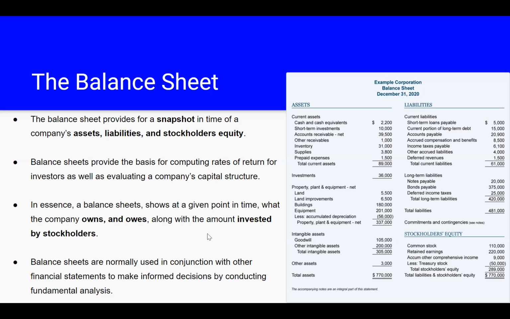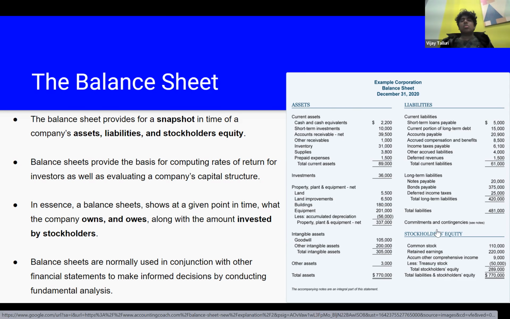In essence, a balance sheet shows at any given point in time what the company owns and owes, along with the amount invested by stockholders. Balance sheets are normally used in conjunction with other financial statements to make informed decisions by conducting fundamental analysis. On the right, we have an example balance sheet that shows assets, liabilities, and stockholders' equity. We'll go more in depth on this in the next slide.